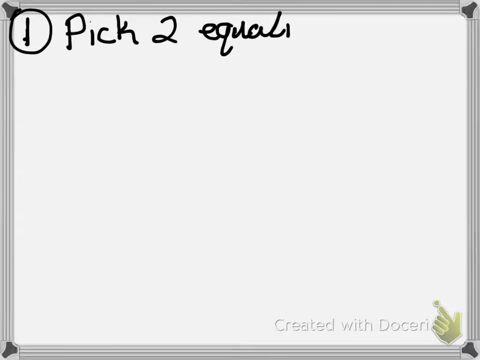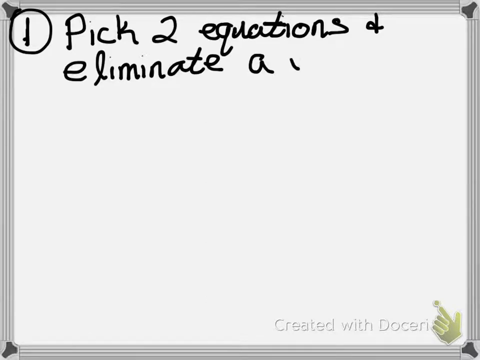So, step 1 is you're going to pick 2 equations. And you're going to eliminate a variable. Now, it doesn't matter which variable you pick. Just eliminate one of them.